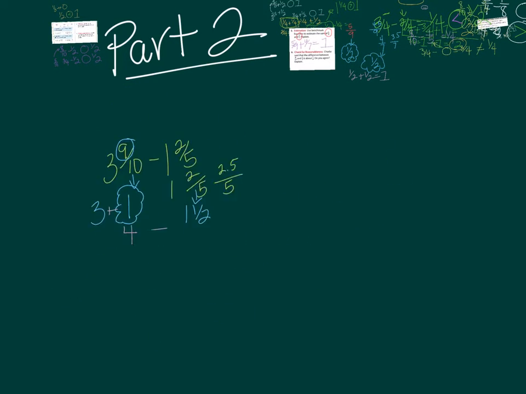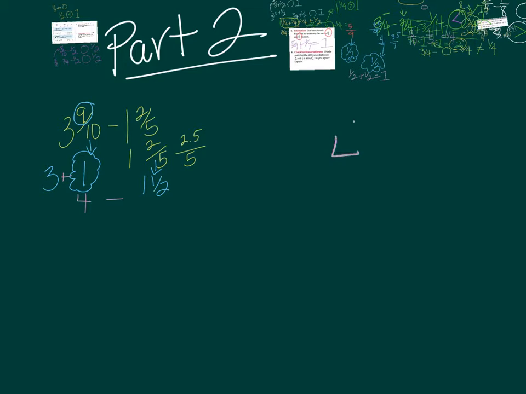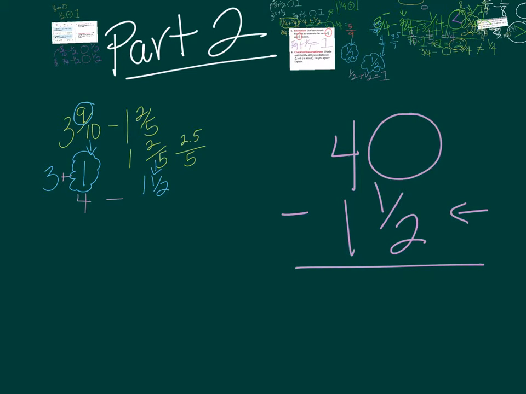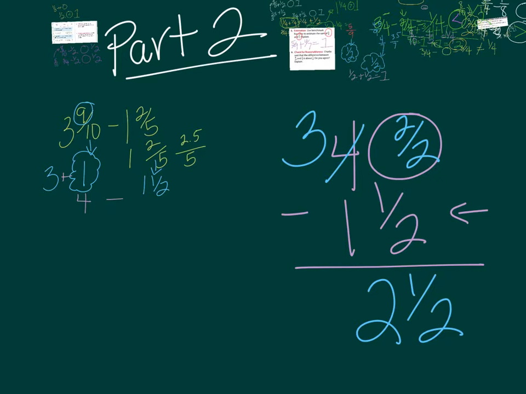I'm supposed to do 4 minus 1 1/2. Let me get some more room here. So for 4 minus 1 1/2, well, I know that I'm going to be dealing with halves. To make a whole, because I have to put something here, 4 would have to turn into 3. And to make a whole in fractions, that would be 2/2, because 2/2 would make my whole. Then just subtract straight out. 2 minus 1 is 1. And my whole number is 3 minus 1 is 2. So 3 9/10 minus 1 2/5 will equal 2 1/2.